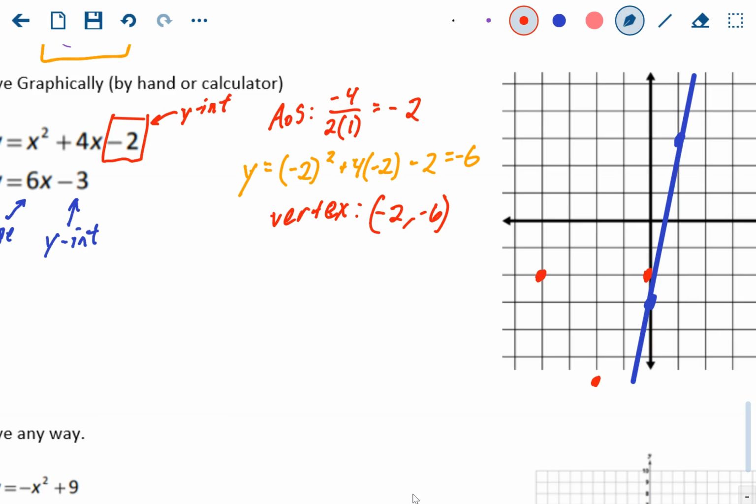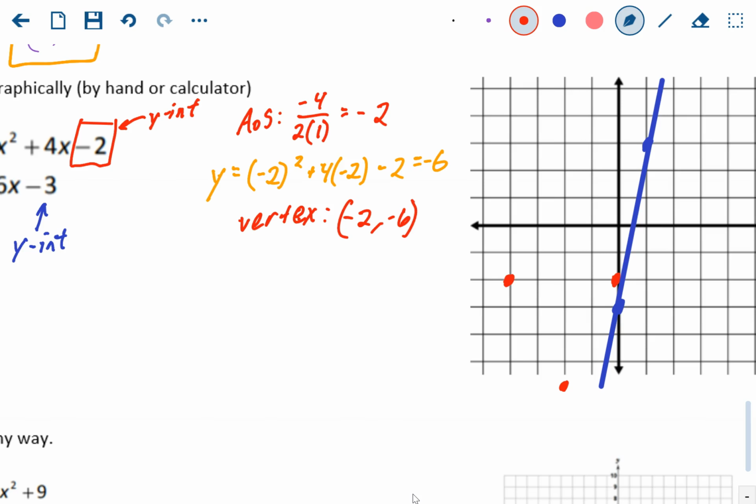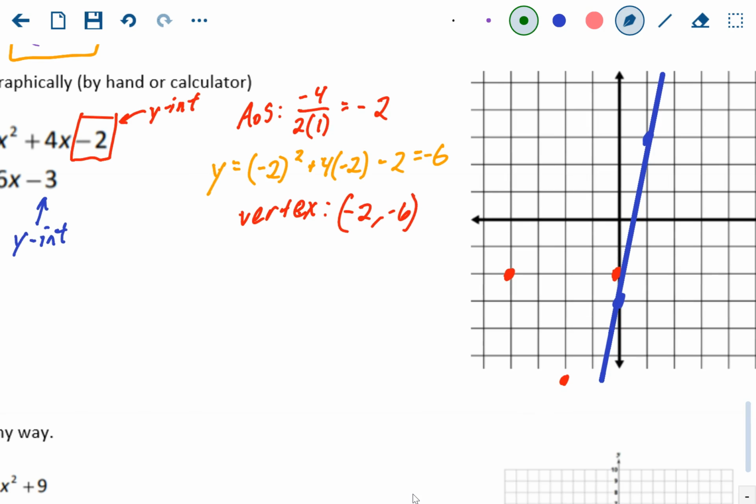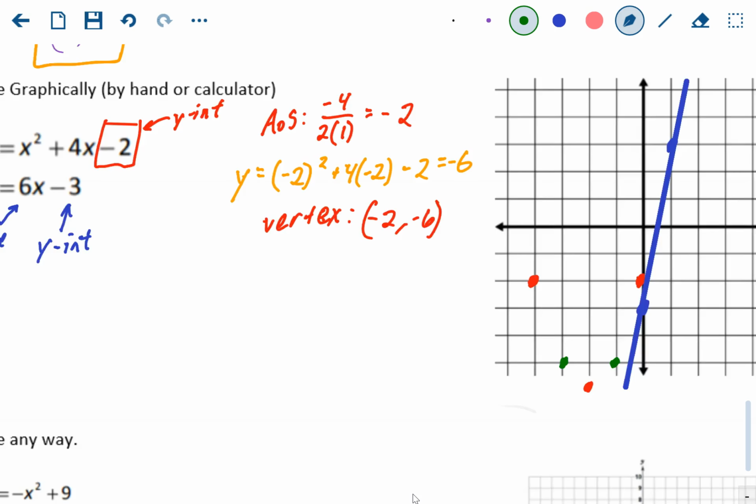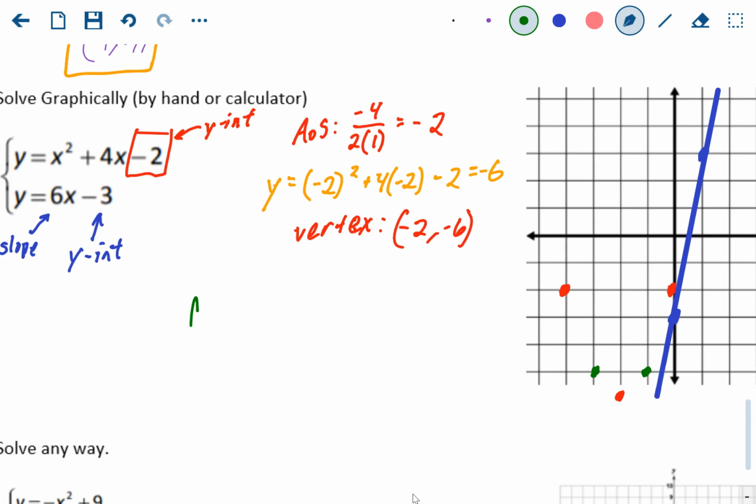All right, now usually what we would pick is something close to the vertex. But I know that's not going to be right. I know the point's going to be here and it's not going to be the answer. So let's plug in a different point. Again, we know that this is here just because the a value is 1. You're going to go over 1, up 1. So let's plug in another point. Let's plug in 1, because that seems like that's going to be our answer.